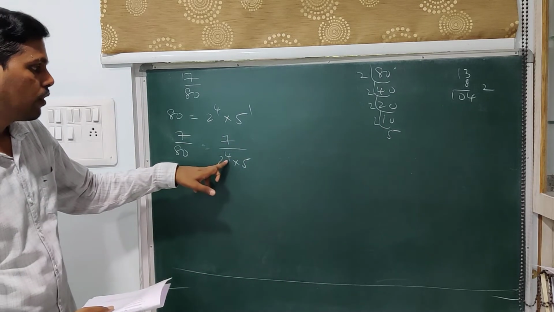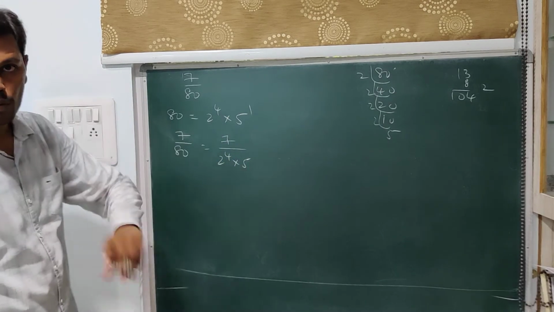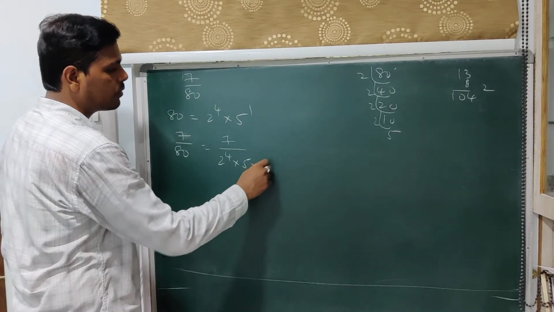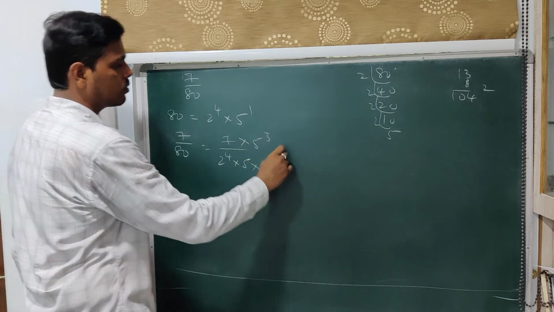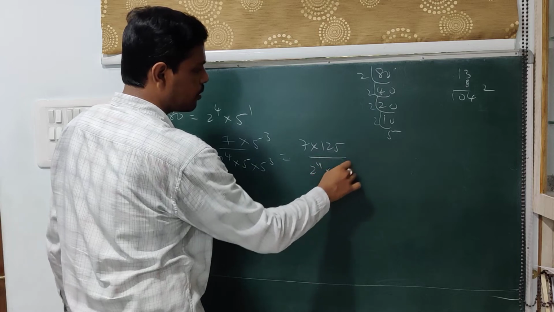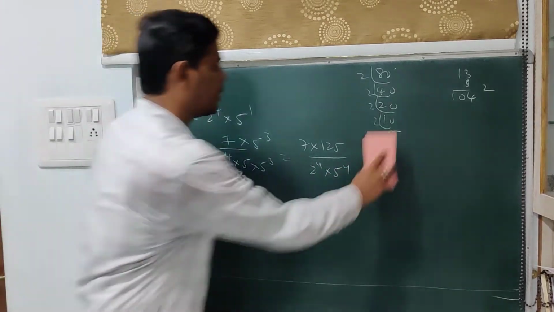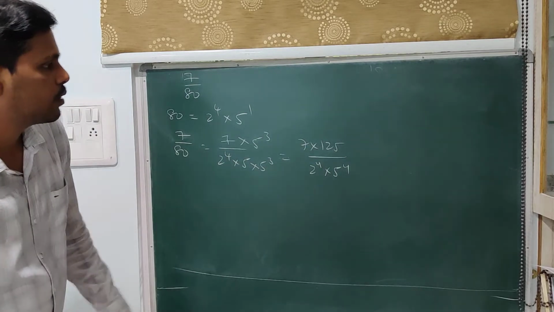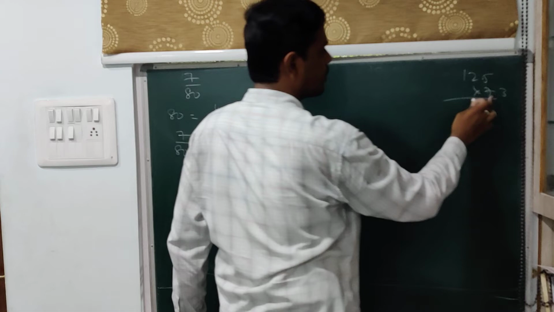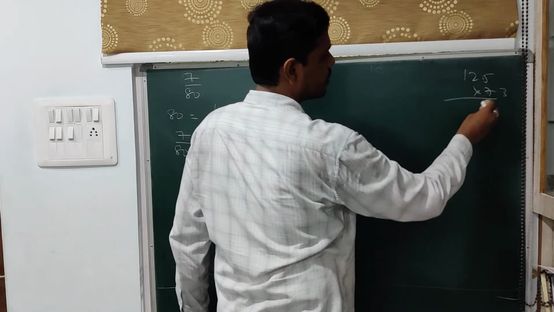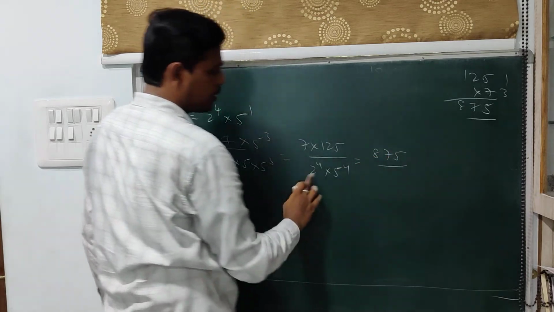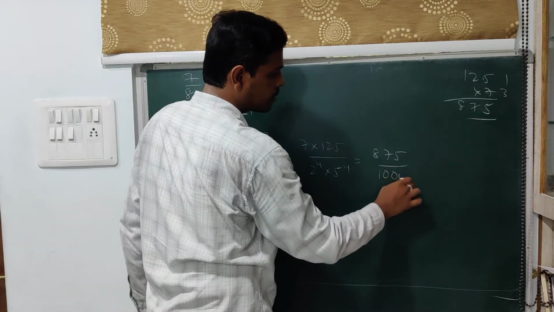Now here you have 4 2's, but you have only 1 5. So 3 5's are deficient. So what you will do is you write 3 5's. So now this is 5 into 5 cube is 125 and this is 2 power 4 into 5 power 4. Now simplify that. 7 into 125. 7 5's are 35, 3, 7 2's are 14, 14 plus 3 is 17, 1, 875. So this is 875 by 5 2's are 10, 10 power 4 is 10,000.